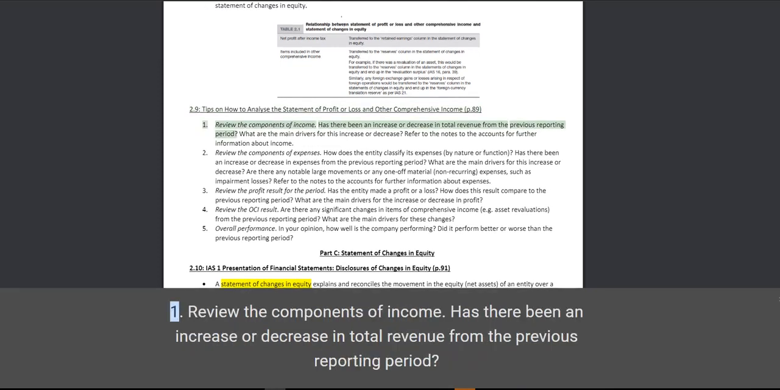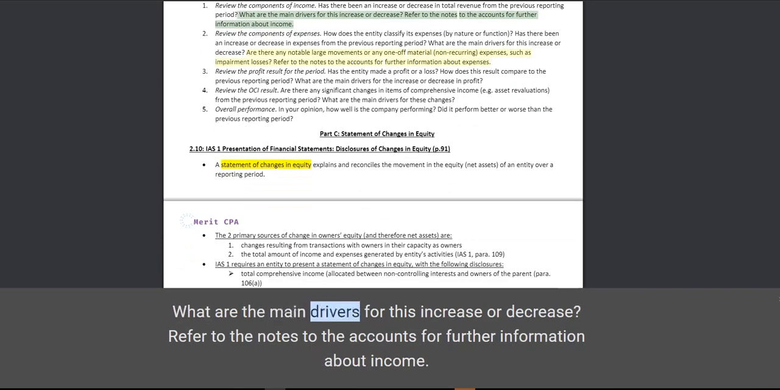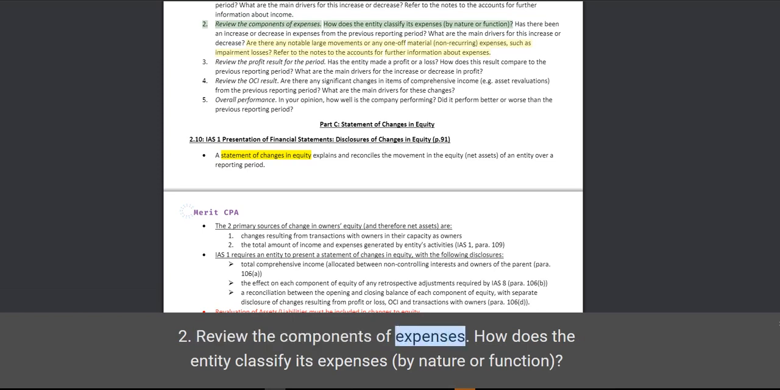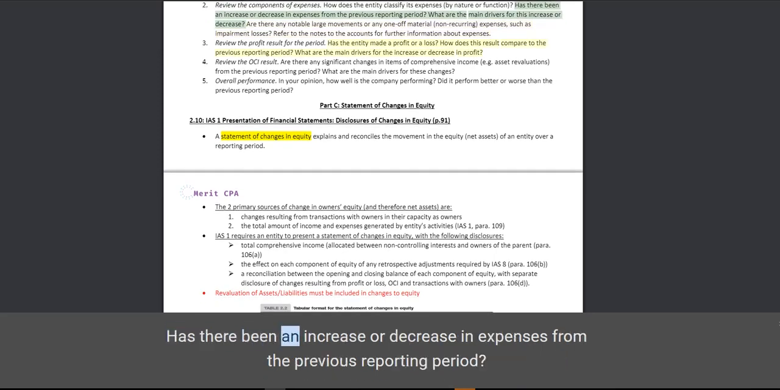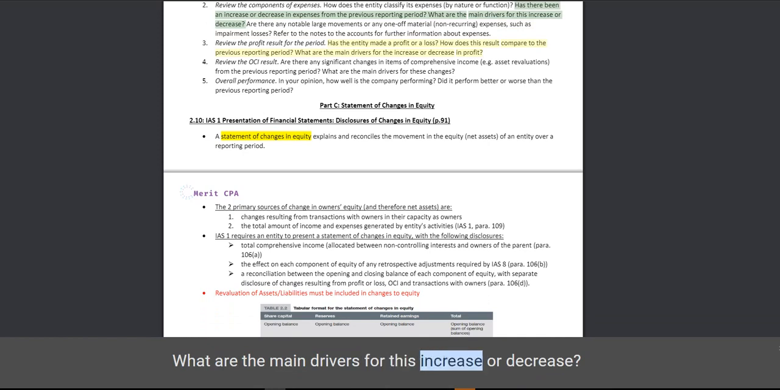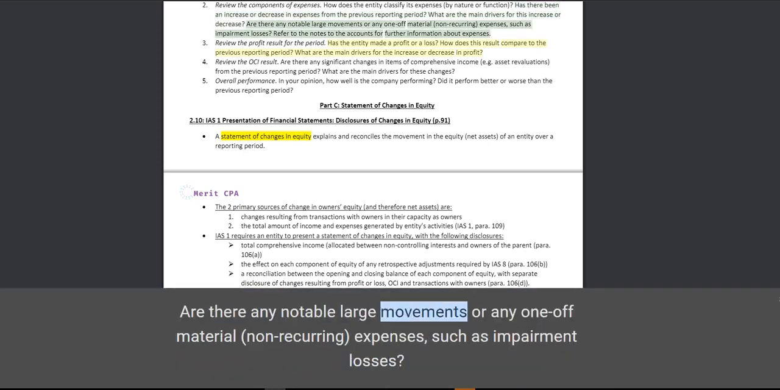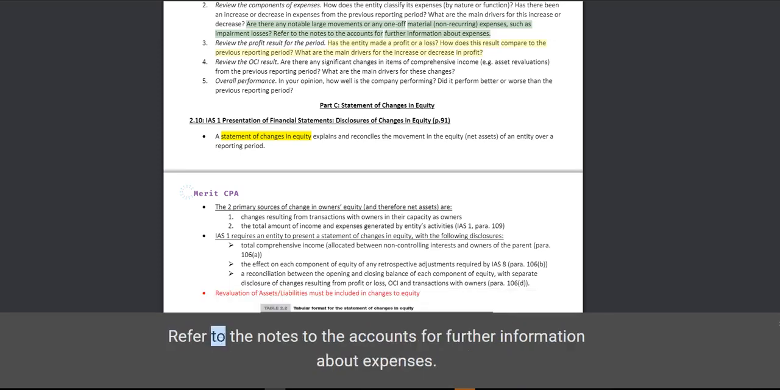P.89. 1. Review the components of income. Has there been an increase or decrease in total revenue from the previous reporting period? What are the main drivers for this increase or decrease? Refer to the notes to the accounts for further information about income. 2. Review the components of expenses. How does the entity classify its expenses, by nature or function? Has there been an increase or decrease in expenses from the previous reporting period? What are the main drivers for this increase or decrease? Are there any notable large movements, or any one-off material, non-recurring expenses, such as impairment losses? Refer to the notes to the accounts for further information about expenses.